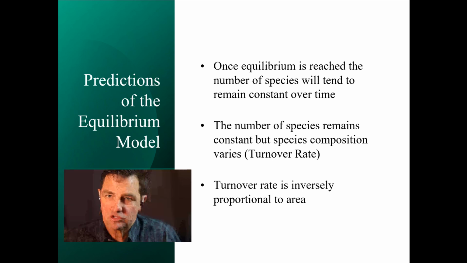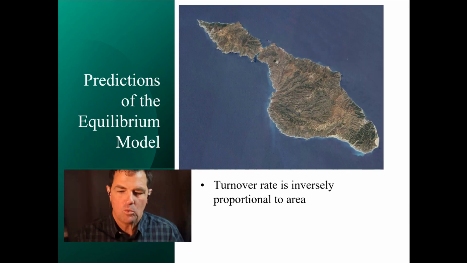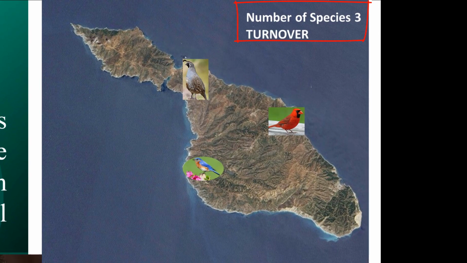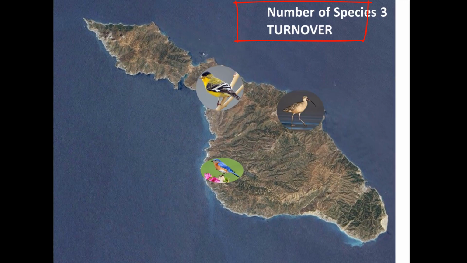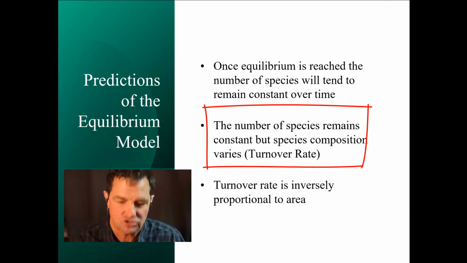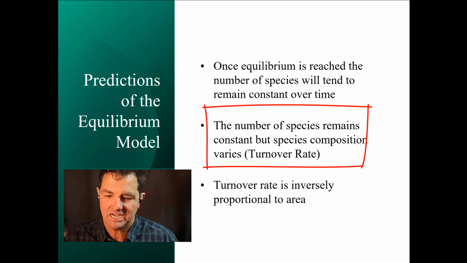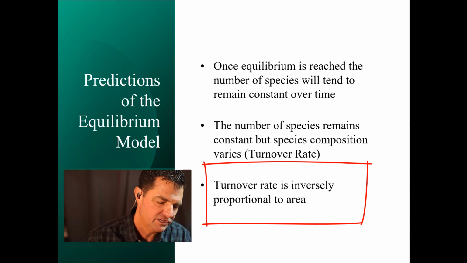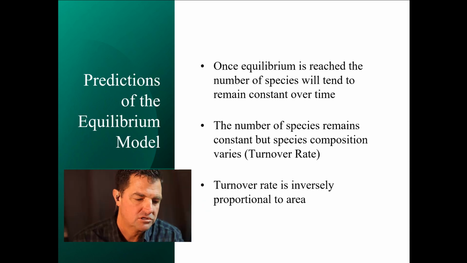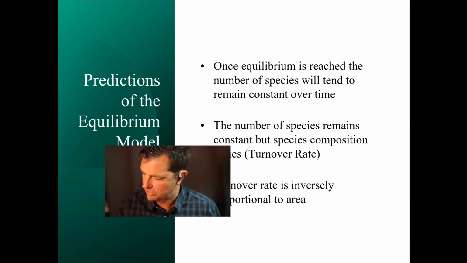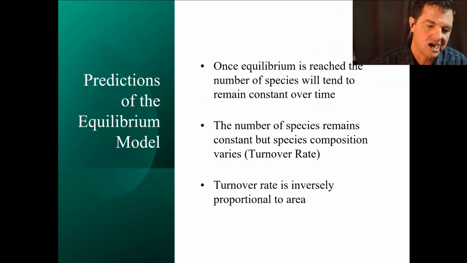So, what are the predictions of the model? Well, once equilibrium is reached, the number of species will tend to remain fairly constant over time. The species composition is changing, and this is called the turnover rate. And the turnover rate is inversely proportional to the area of the island. So small islands tend to have a much higher turnover rate, and large islands tend to be more stable and have a lower turnover rate.